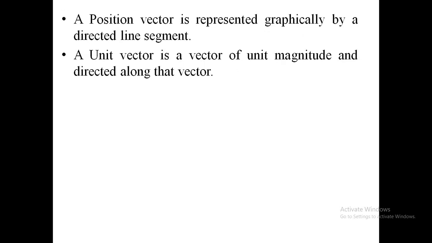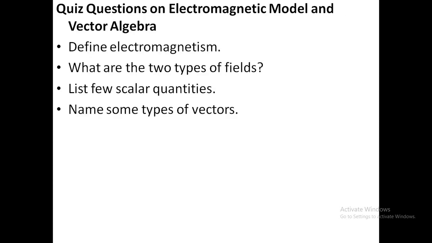A position vector is represented graphically by a directed line segment. A unit vector is a vector of unit magnitude and directed along that vector.